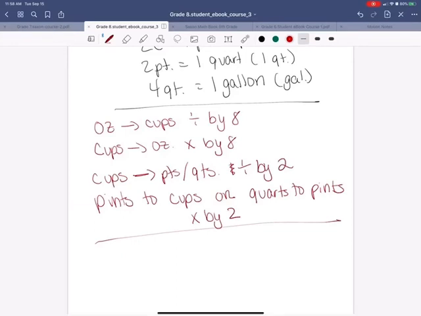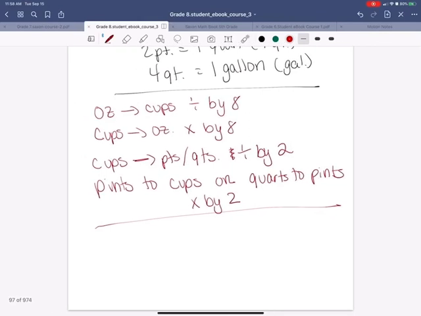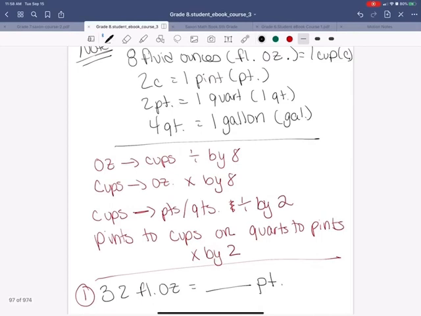All right. So let's look at question number 1. Question number 1 says, if we had 32 fluid ounces, we wanted to know how many pints would that be? Well, again, here we have our fluid ounces. So we're going from ounces to pints, right? There's a few steps, okay? So we're going to go from fluid ounces to cups, and then we're going to go from cups to pints, all right? So we got a few steps.